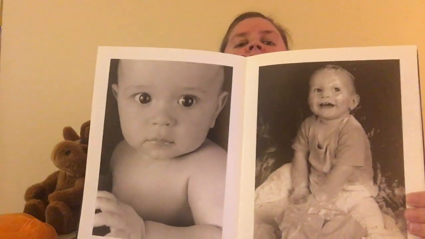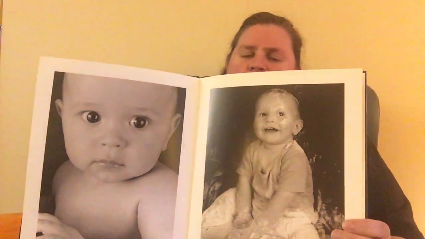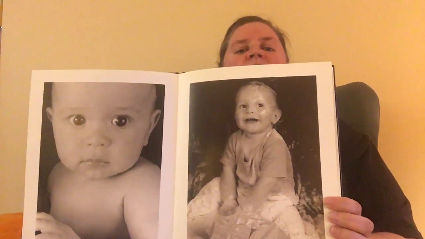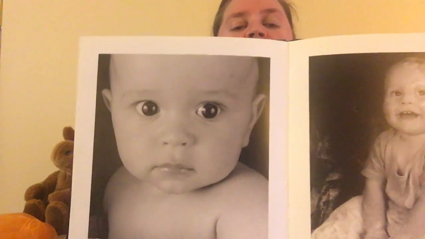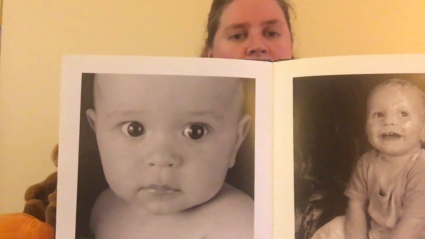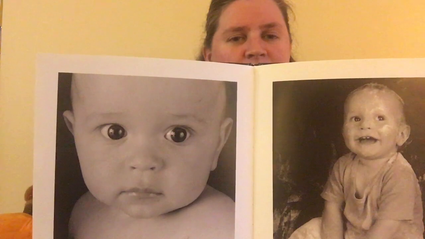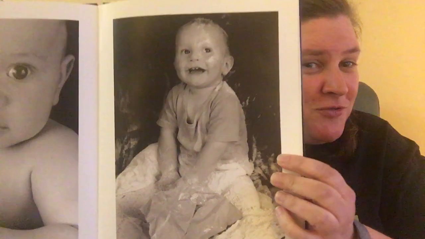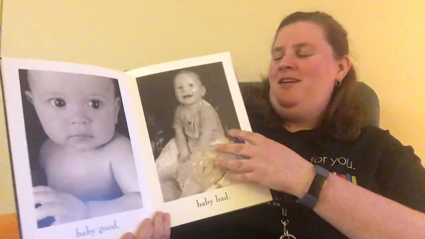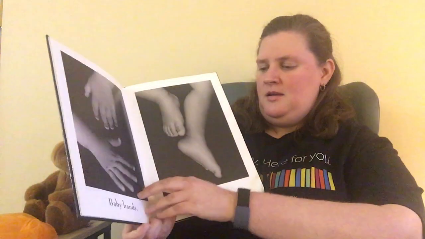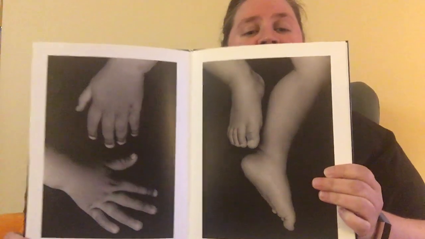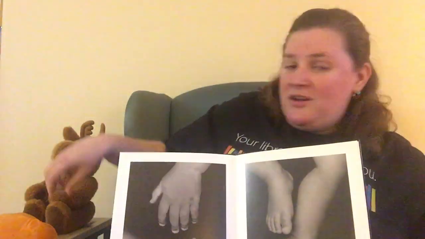Baby good, baby bad. Now, I don't like to think of anybody as bad, just not good behavior. But it looks like a baby who's looking very happy and maybe doing what they're supposed to, and a baby who's playing with a flower maybe not doing what they're supposed to. Baby hands, baby feet. This would be a great time to point out the hands or feet on your baby.